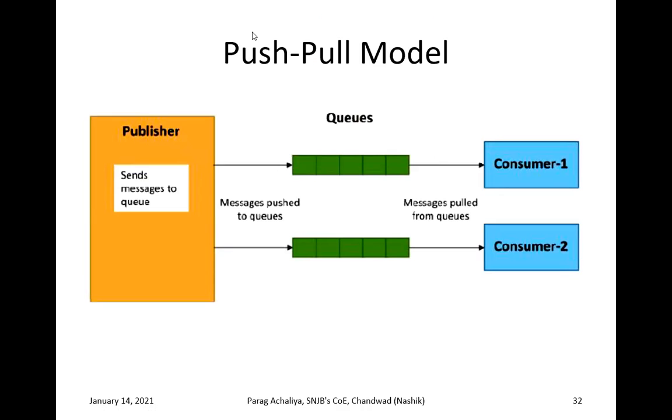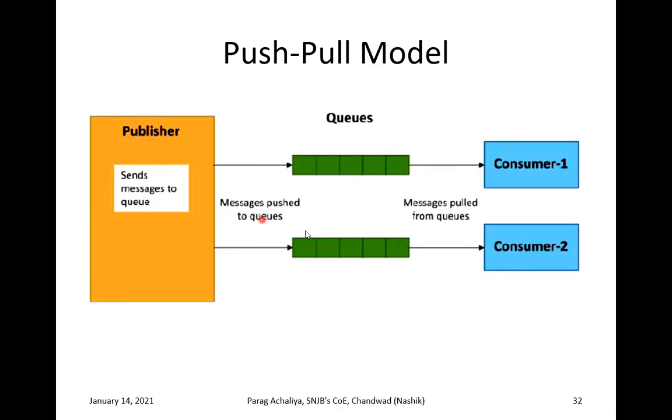The publisher will send whatever message he wishes to send to the consumer. The message will be sent to the consumer through a queue. And you know the nature of queue. The queue is first in, first out. Whichever message is first in the queue, that first message will go out to the consumer, like this.